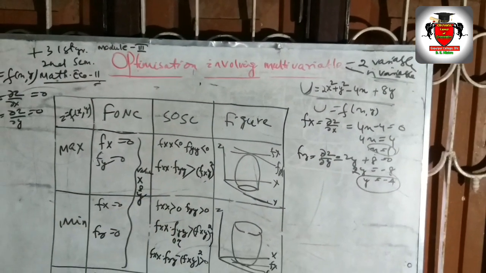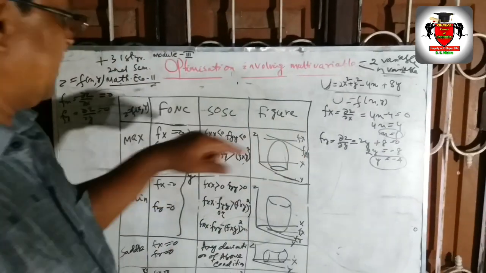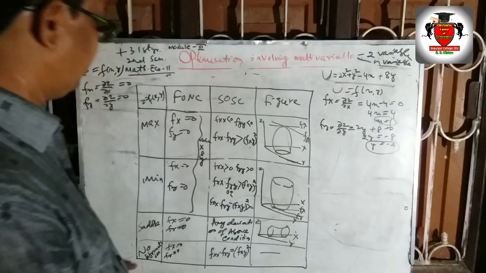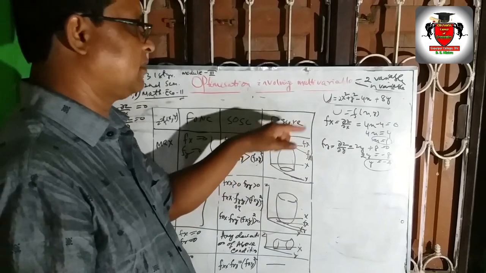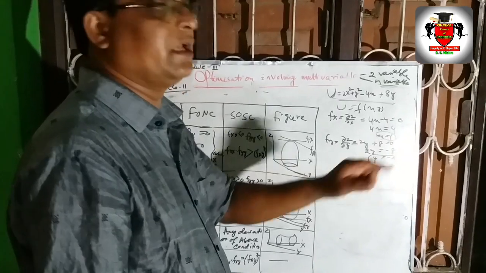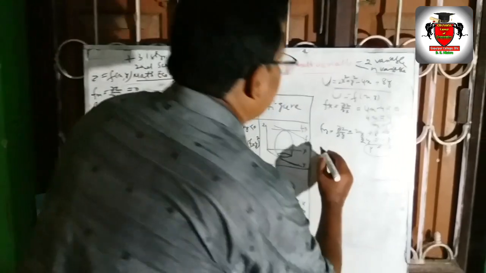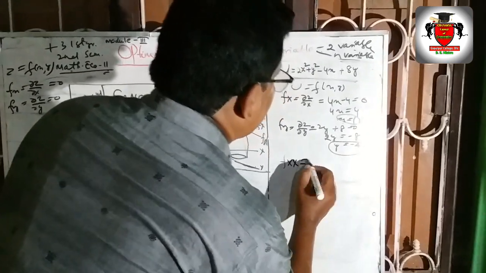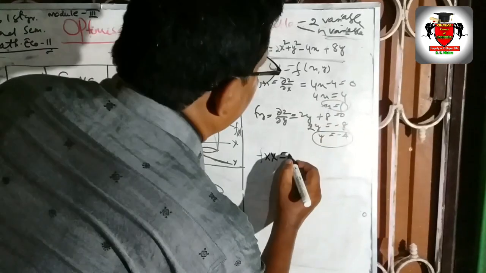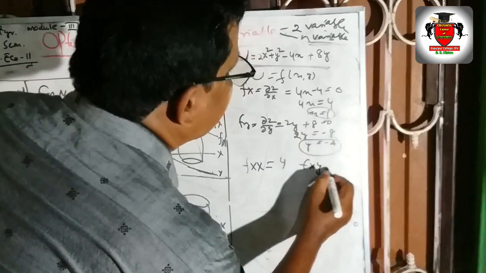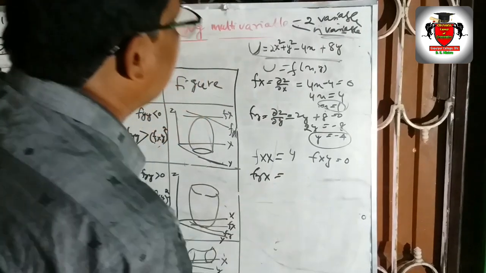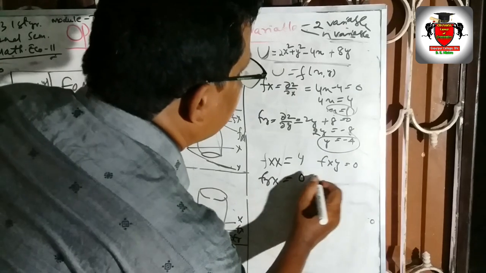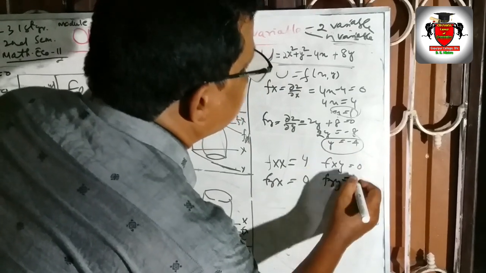But now we will see whether these two values give a maximum or minimum or saddle point or any new information for this function, at x equals 1, y equals minus 4. For the second derivative, we will find fxx. Now fxx equals 4. For fxy, y is not there, so fxy equals 0. Again fyx equals 0, and fyy equals 2.